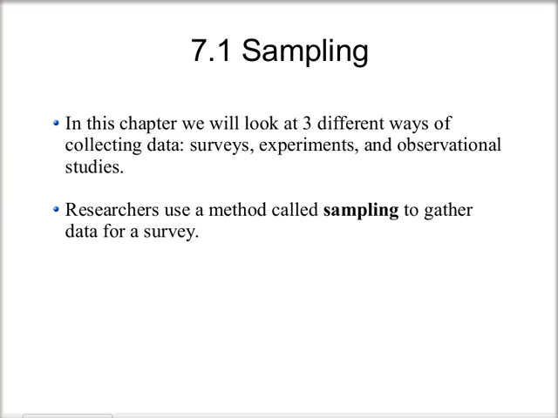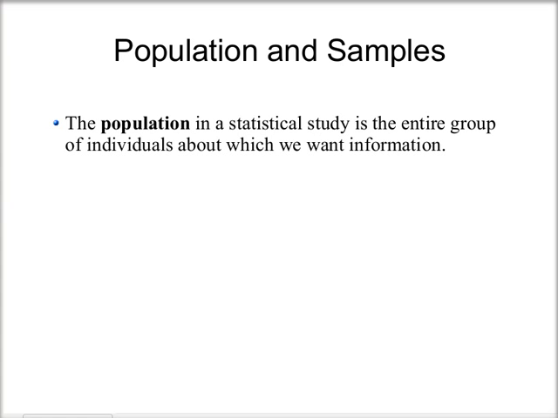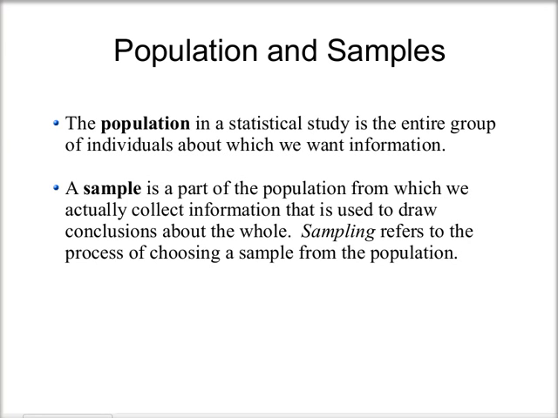Researchers use a method called sampling to gather data for a survey. So let's look at that. The population in a statistical study is the entire group of individuals that we want information about. A sample is a part of the population from which we actually collect information that is used to draw conclusions about the whole. And sampling refers to the process of choosing a sample from the population.